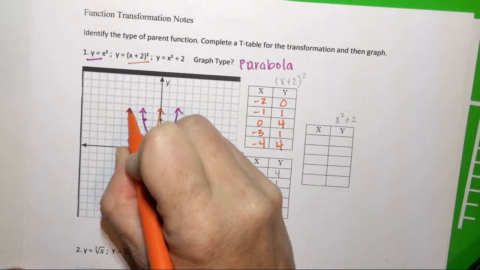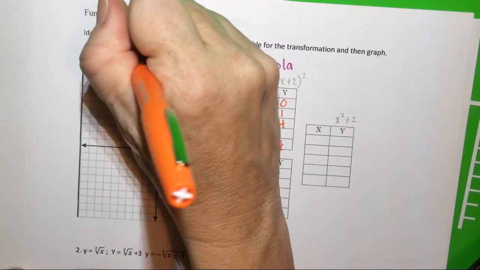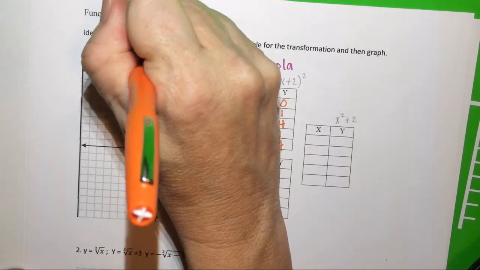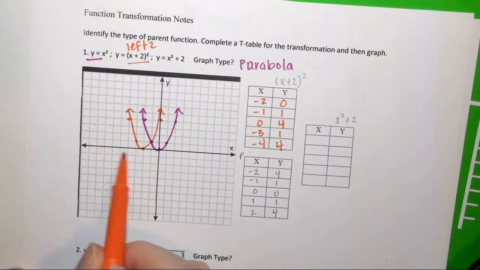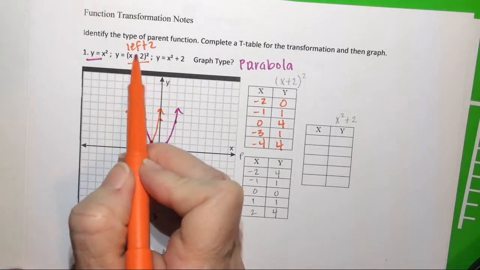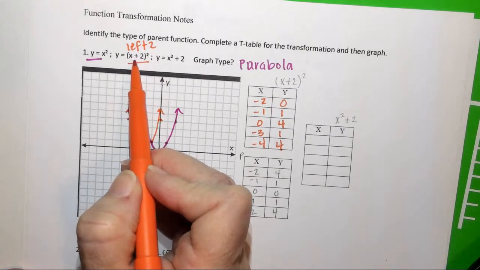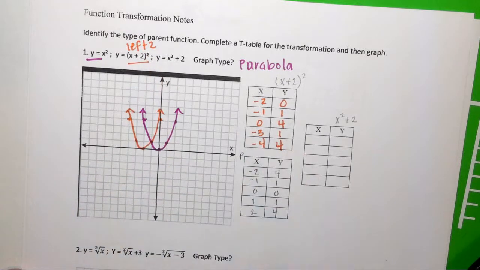And what happened to our parabola this time? It just shifted left 2. Notice the change of signs, because this is our negative part of the number line on the x values on our horizontal shifting, but this is a +2. So whenever you do a horizontal shift, we're going to take the opposite of the sign of the value.